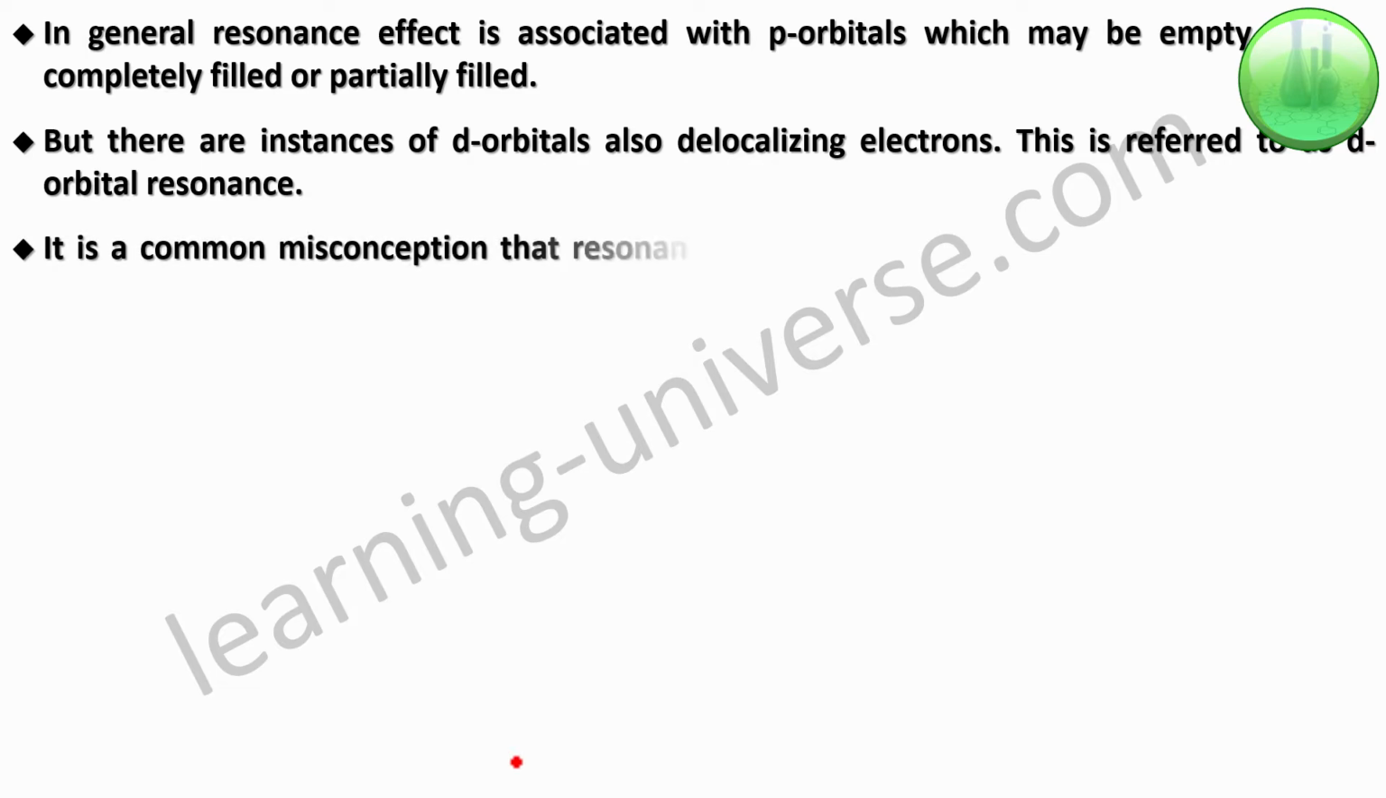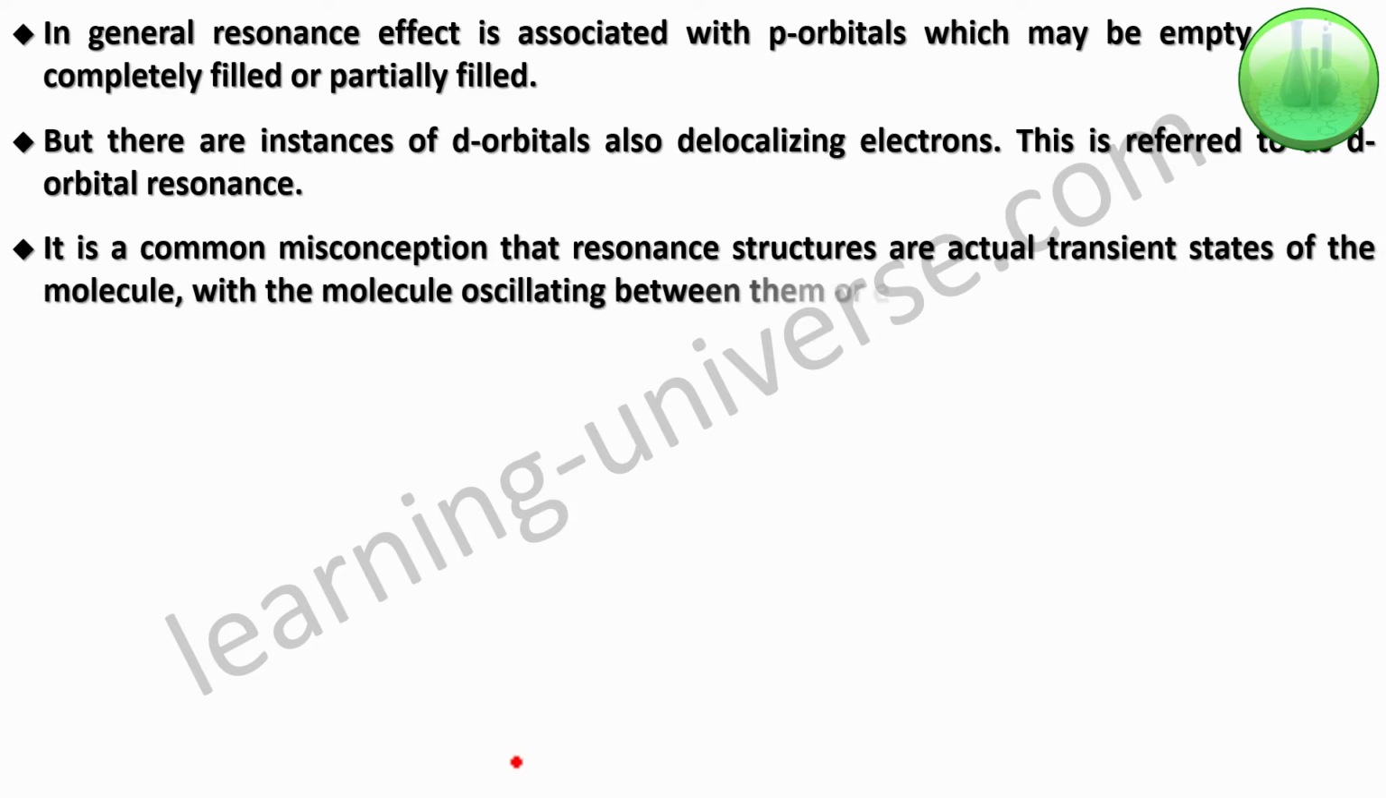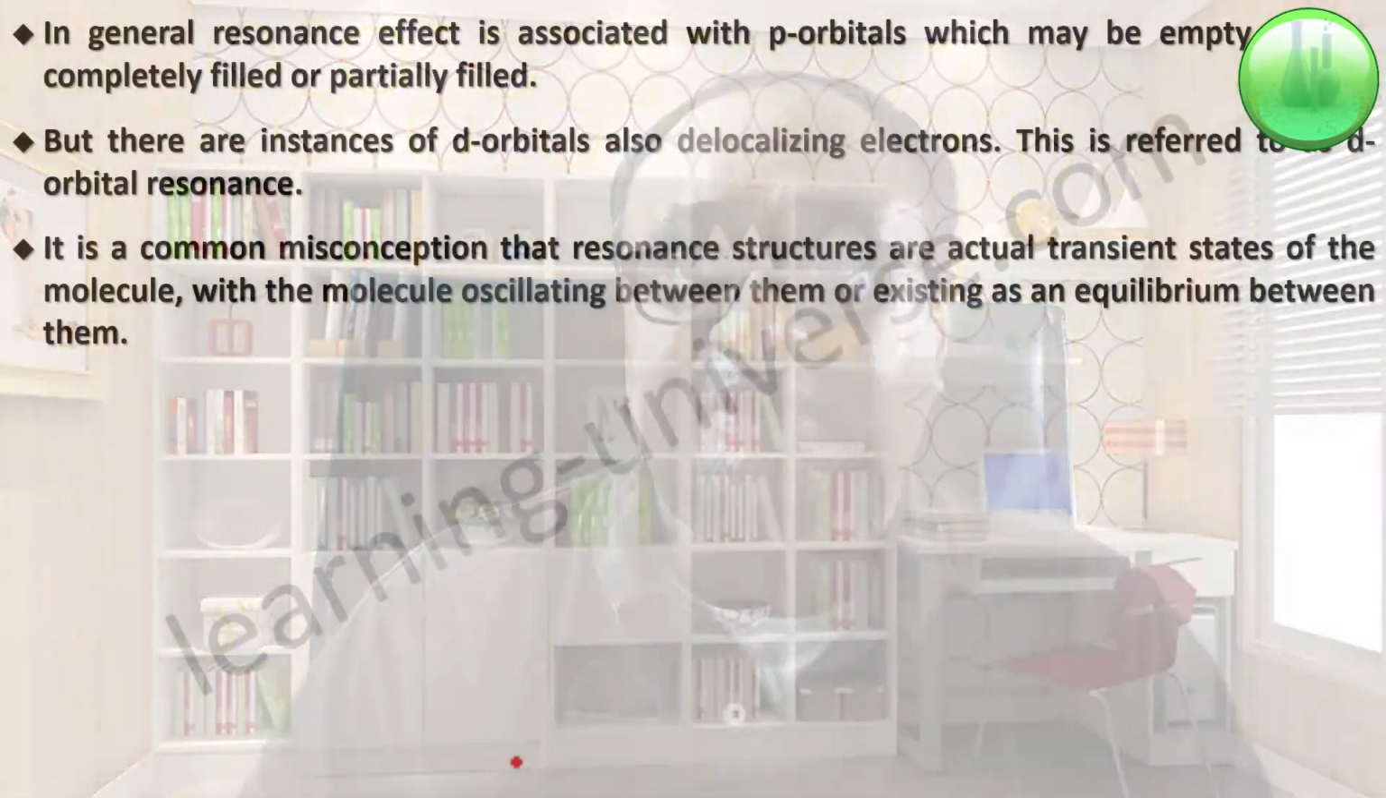It is a common misconception that resonance structures are actually transient states of the molecule, with the molecule oscillating between them or existing as an equilibrium between them. That is because we use the wrong word called resonance. It is a misnomer. Something called resonance could indicate that it is going from here to here, resonating, moving like a pendulum. No, it's not moving from here to here or here to here. There's no equilibrium there. These structures in fact don't exist. The molecule exists in only one form, which is the hybrid state.